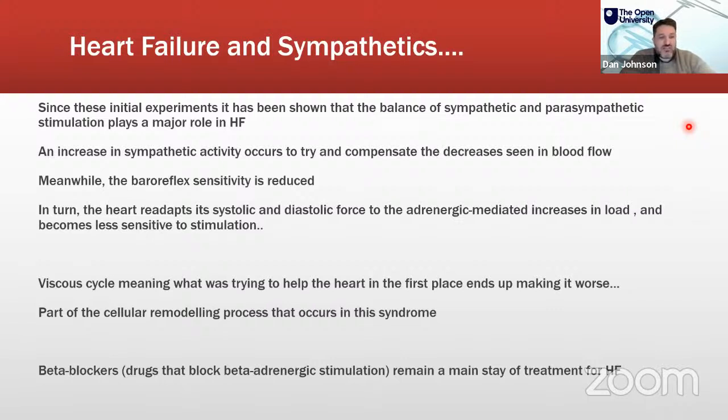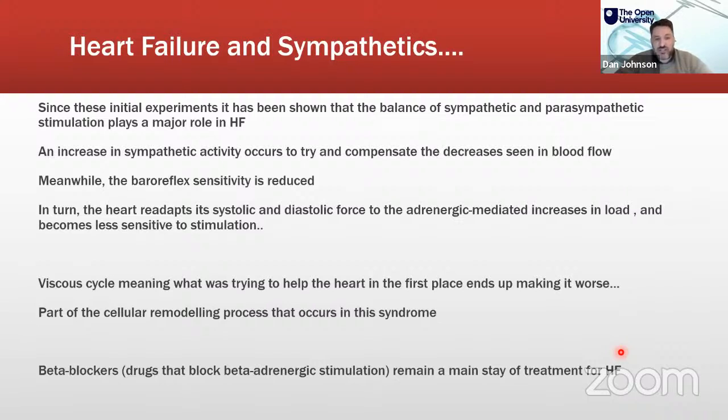And there's lots of cellular remodeling that may happen in this syndrome because of these differences in the parasympathetic and sympathetic systems that occur as part of this. At the same time, we have beta blockers. As Duncan mentioned earlier, we have adrenaline, and these normally target beta adrenergic receptors. So what we have is beta blockers.